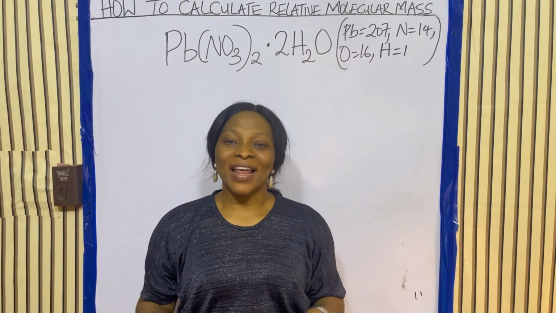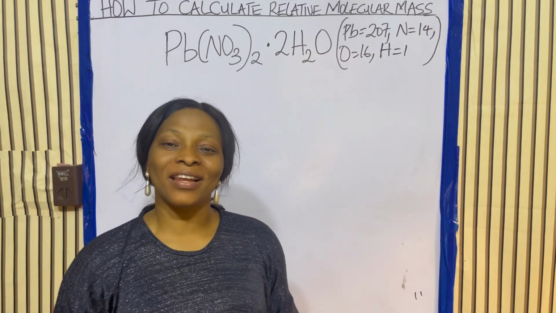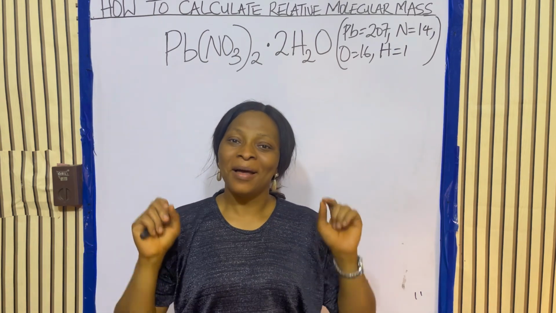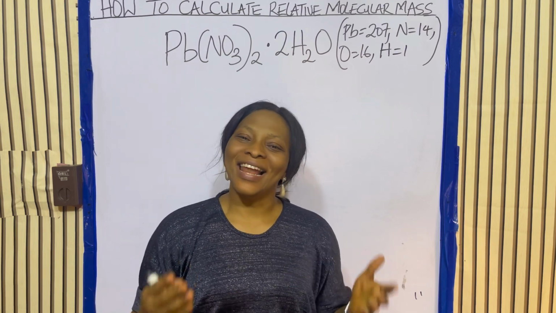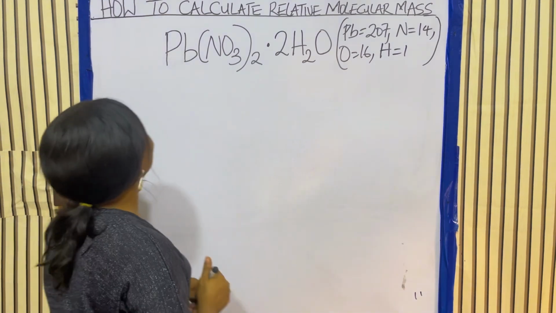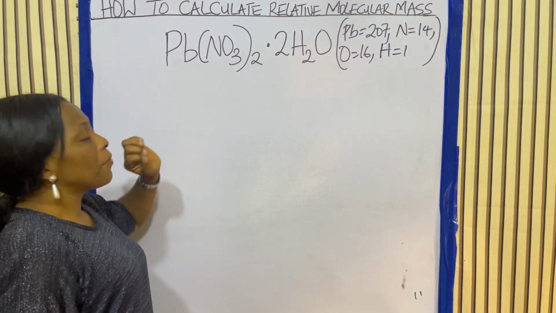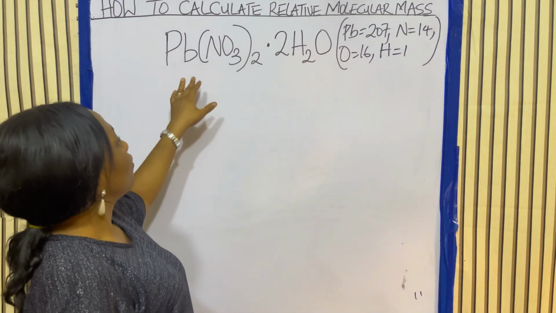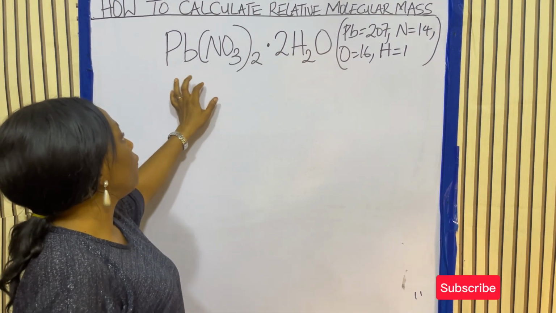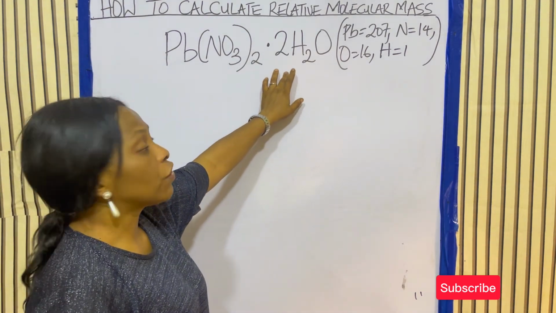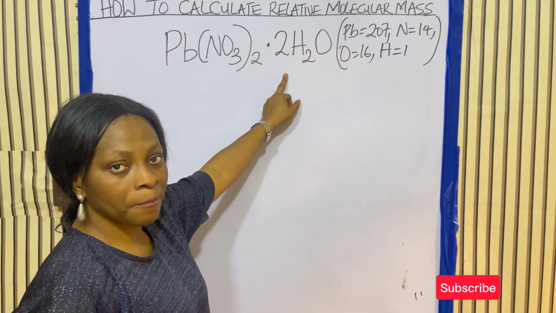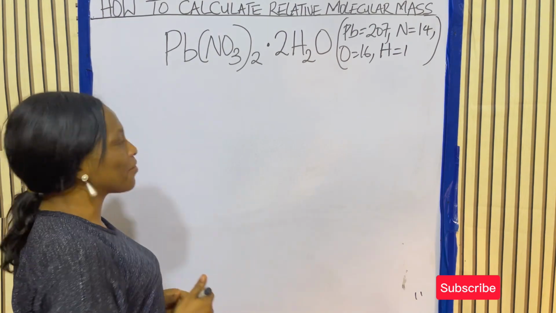Today we'll be learning how to calculate relative molecular mass of complex compounds. So let's dive into the class. Okay, here we are asked to calculate the relative molecular mass of lead 2-triiodonitrate 5 with 2 molecules of water. It is very simple. Let's solve.